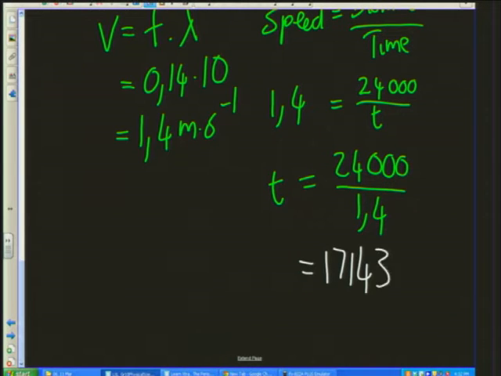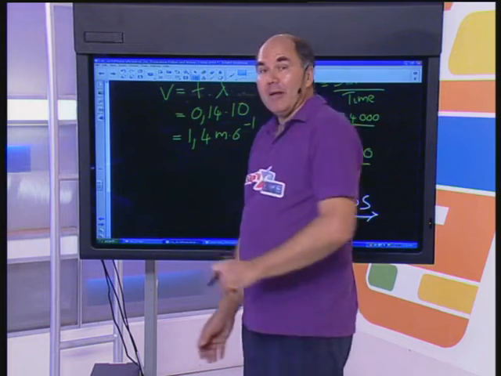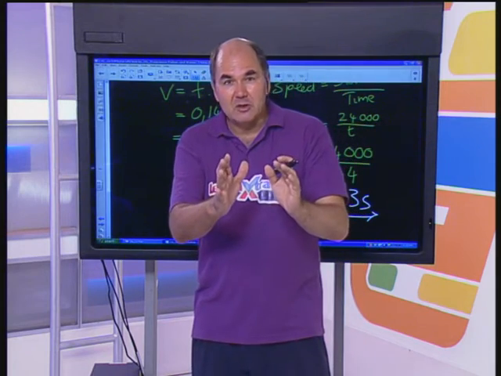17143 seconds. Now you can leave it like that, or you can change it to minutes and hours, but it's going to be divide by 60, and don't leave it as a decimal. Make sure you convert properly. Some calculators have conversions from seconds to minutes to hours, and you can do it quite quickly. Okay, well, that's the first question.